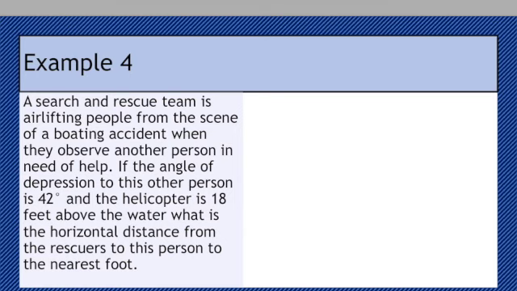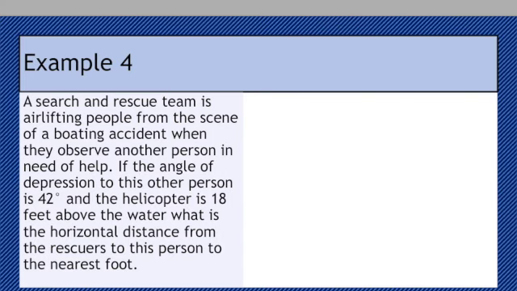Okay, example 4. A search and rescue team is airlifting people from the scene of a boating accident when they observe another person in need of help. If the angle of depression to this other person is 42 degrees and the helicopter is 18 feet above the water, what is the horizontal distance from the rescuers to this person to the nearest foot?